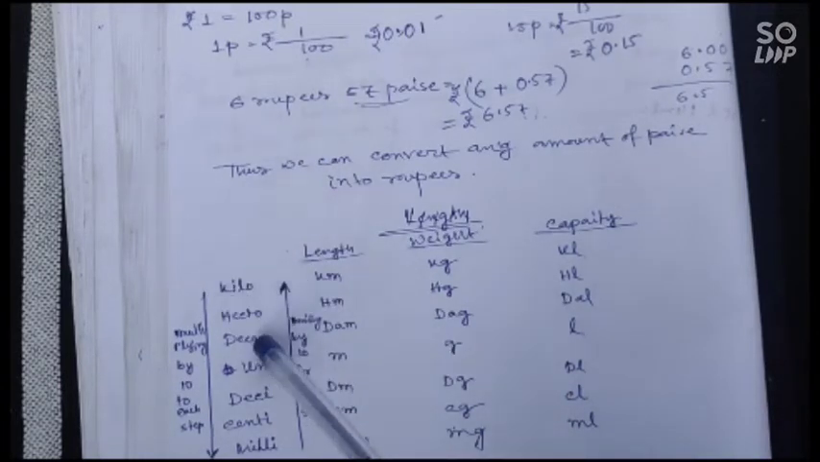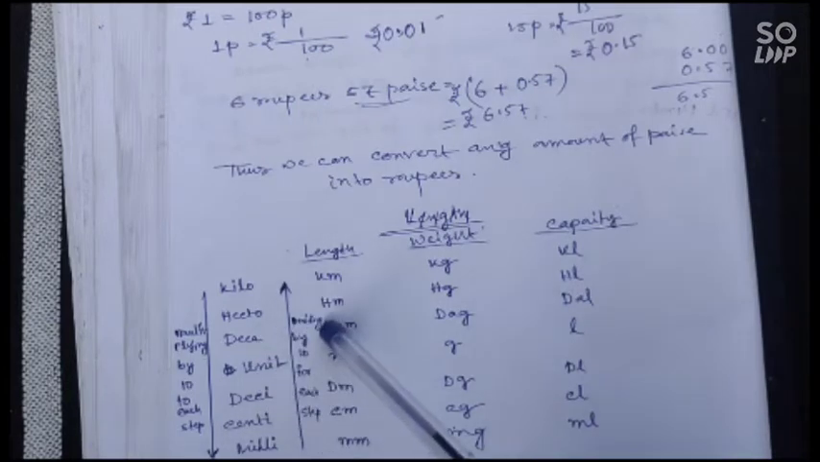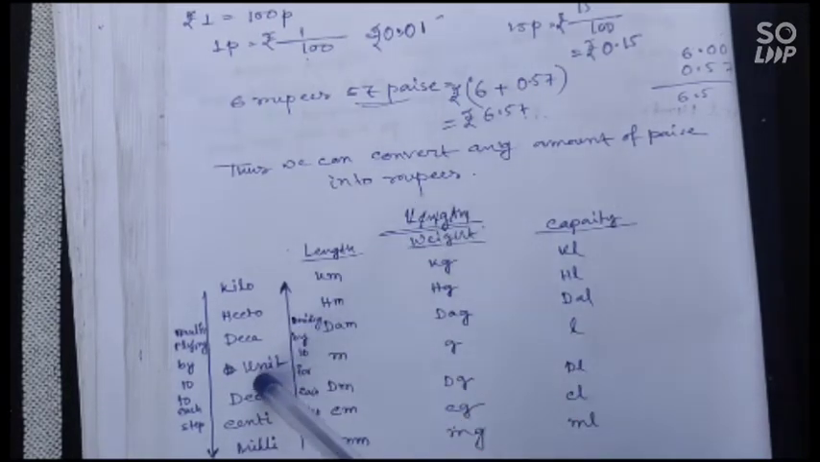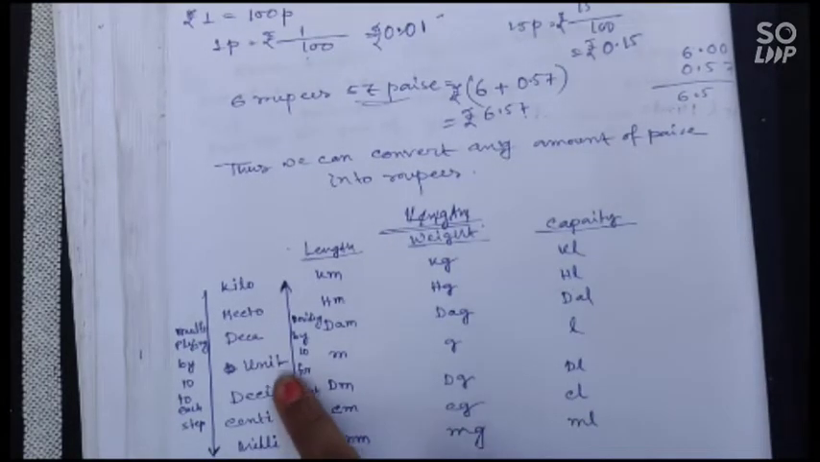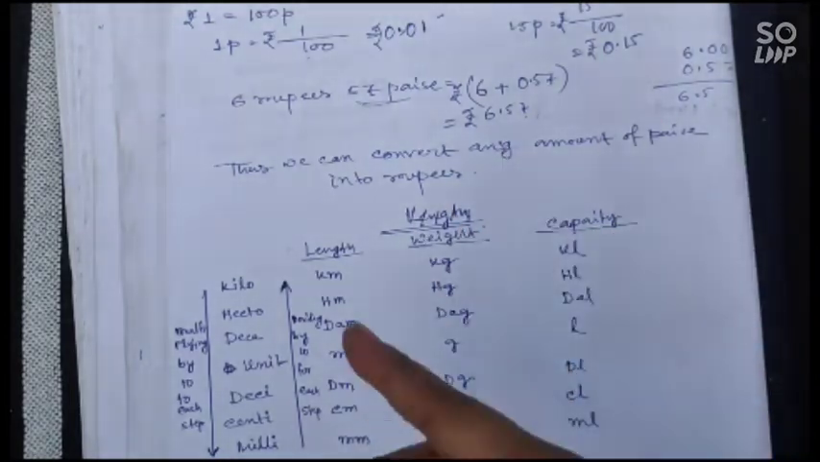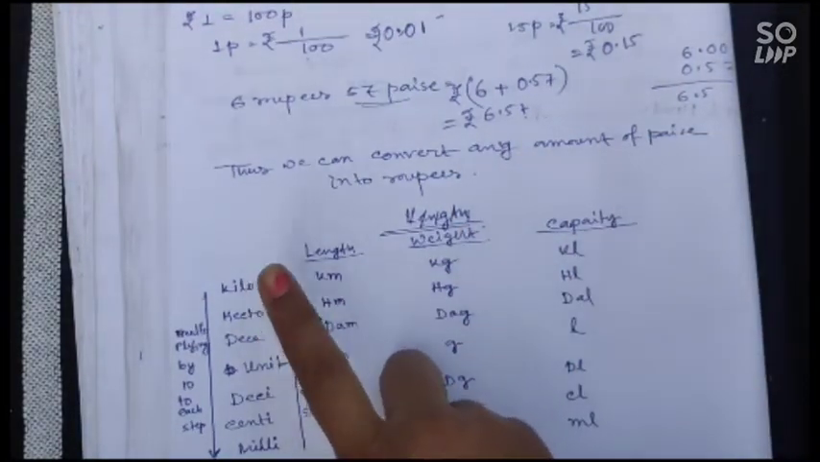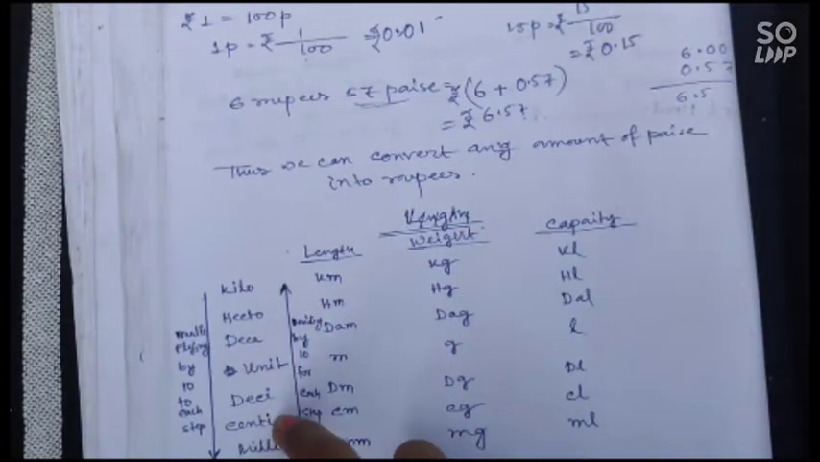Kilo, hecto, deca, unit. When it is length, here it will be meter; when it is weight, it will be gram; and when it is capacity, it will be liter. So unit means meter, gram or liter. So: kilo, hecto, deca, unit, deci, centi, milli.